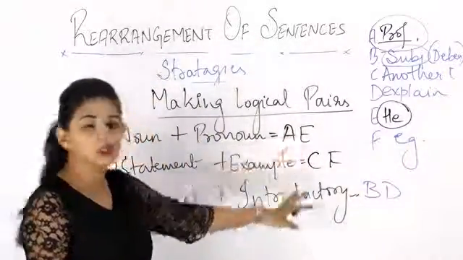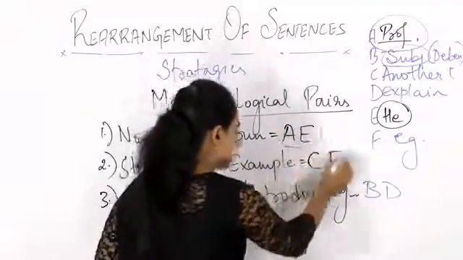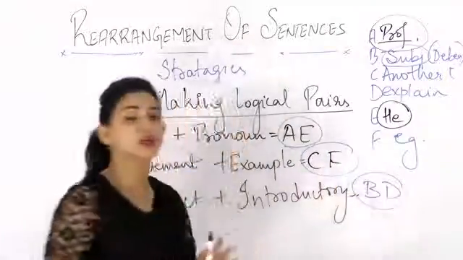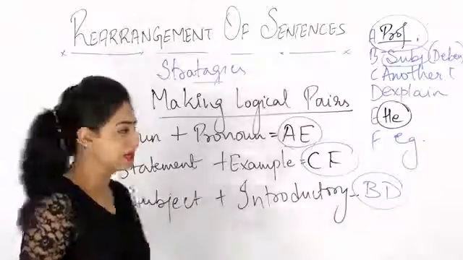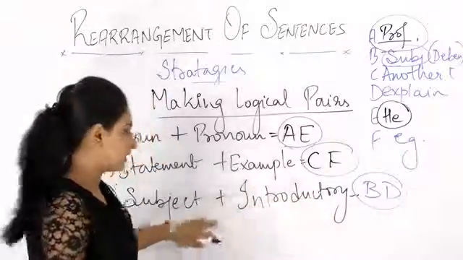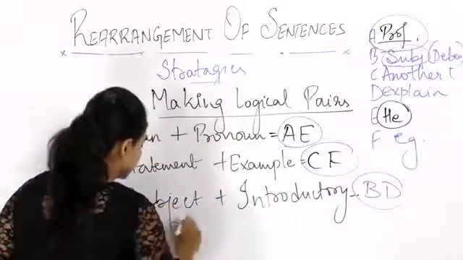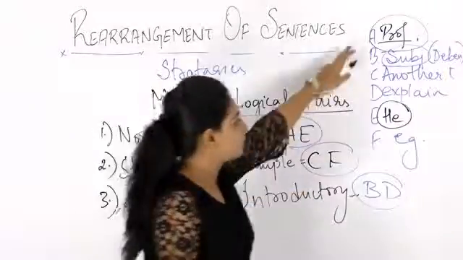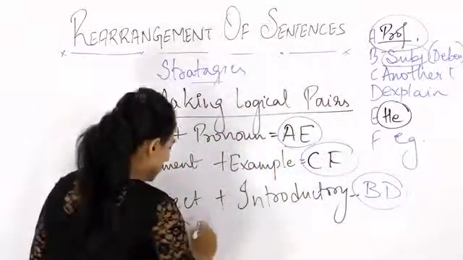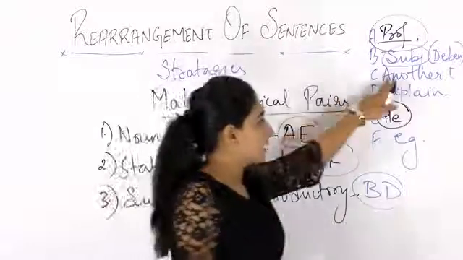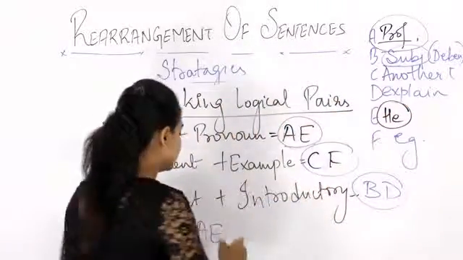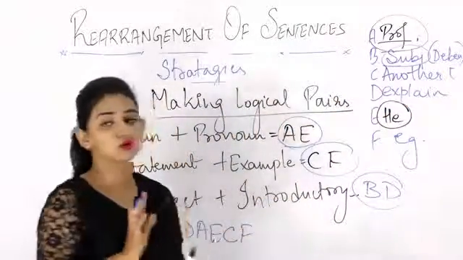Now you don't have to search for the first sentence. We have the pairs given over here and you need to place the pairs correctly. The first thing that will come is the subject and its introductory part, that is B and D. After that, Professor 1, that is A and E, and after that another professor that is given in C and F. So this is how you solve it.